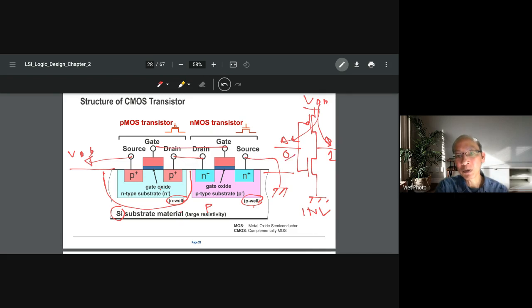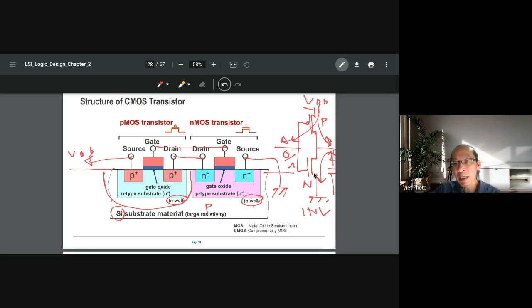When the input goes to 1, this one turns on, and the charge from here will be discharged through this N transistor. This is a P transistor, so you have current charging the C load here. You want the current here and the current here to be the same, so that it charges the C and discharges in the same amount of time.